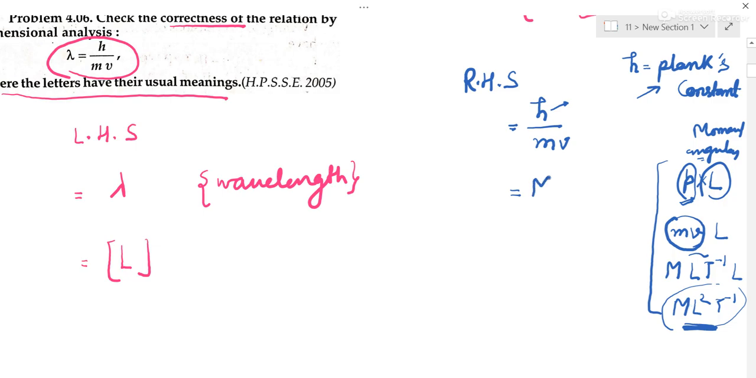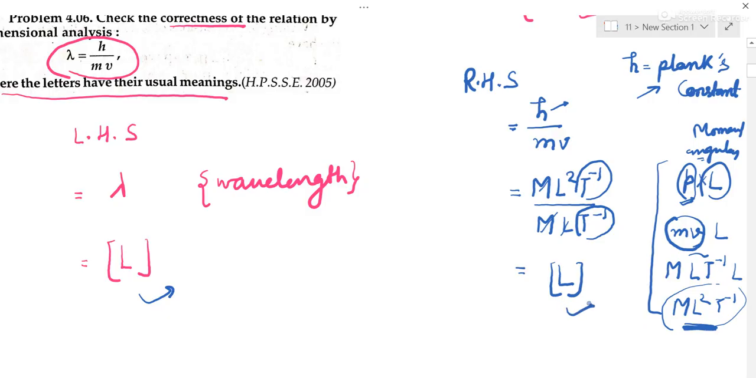Like I have found, just to show you. So mass is mass and velocity is Lt minus 1. T minus 1 and T minus 1 will be cancelled. One power of L will be cancelled. M is cancelled. So it is coming as L. One power of L is left. So yes, the dimensions of the left hand side are equal to the dimensions of the right hand side. The equation is dimensionally correct.